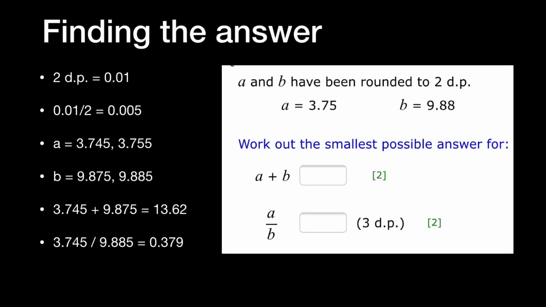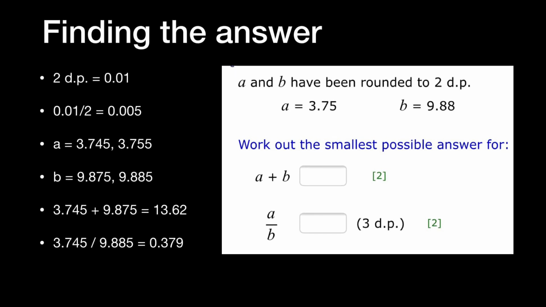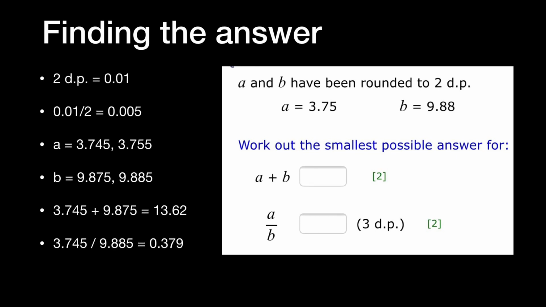So now that we know everything, let's start finding the answer. 2 decimal places is 0.01 and divide that by 2 to get 0.005. So we can use it to find the lower and upper bound in both A and B, which is shown in the picture.